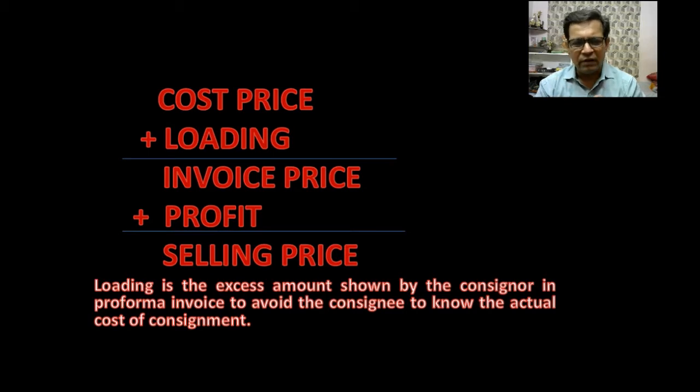See, the consignor would never want the consignee to know what his actual profit is. So if he has goods costing rupees 100, he would add 10 rupees to it and send a pro forma invoice to the consignee showing the price at 110. The difference between this invoice price and the cost price is what we call loading. So loading is an excess amount shown by the consignor in the pro forma invoice to prevent the consignee from knowing the actual cost of consignment. Loading is extremely common in real life situations.